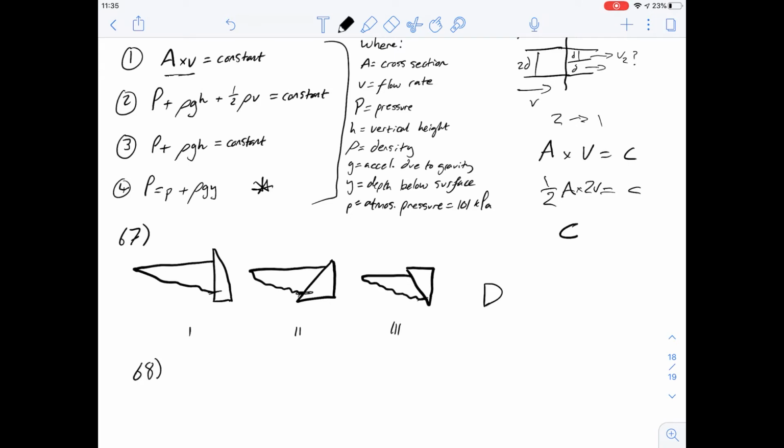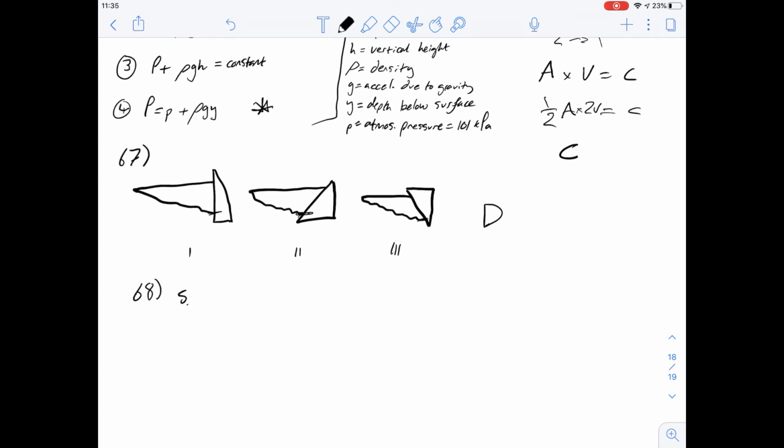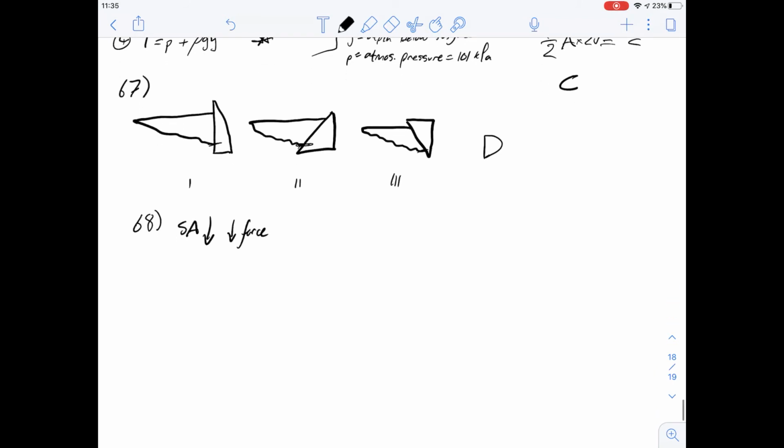Okay, so for 68 then, it says, for which design will the total force of the water on the dam be the least? So there's a couple of different ways of thinking about it, but I think the most intuitive way is looking at the surface area. The surface area of the dam is the amount of material that's going to be exposed to the total force of the water. And so if you lower the surface area, you're going to be lowering the total force. So we're going to look at which design has the smallest surface area exposed to the water, and that's the one that will have the least amount of total force from the water. It could be a little bit confusing from the way it's shown here.